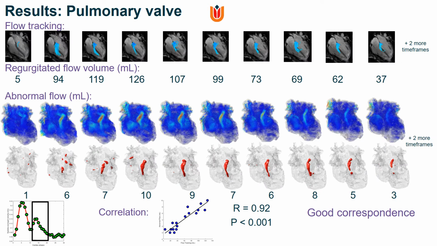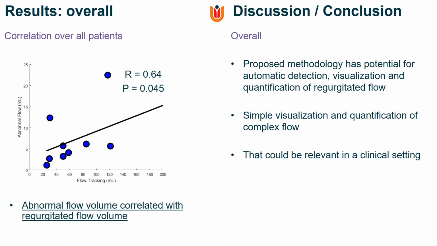So for this time series of pulmonary regurgitation, we did find a good correlation between flow tracking and abnormal flow quantification. So for all patients, there was a significant correlation between the time-averaged flow tracking and abnormal flow volumes. So the proposed methodology has potential for automatic detection, visualization and quantification of abnormal flow and provides simple visualization and quantification of complex flow that could be relevant in a clinical setting.